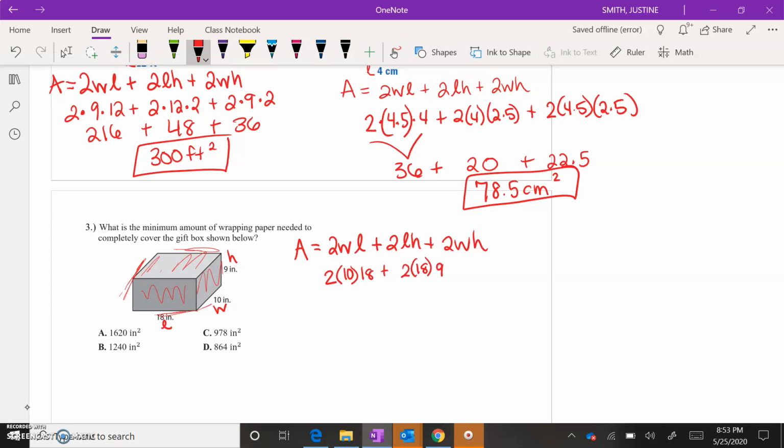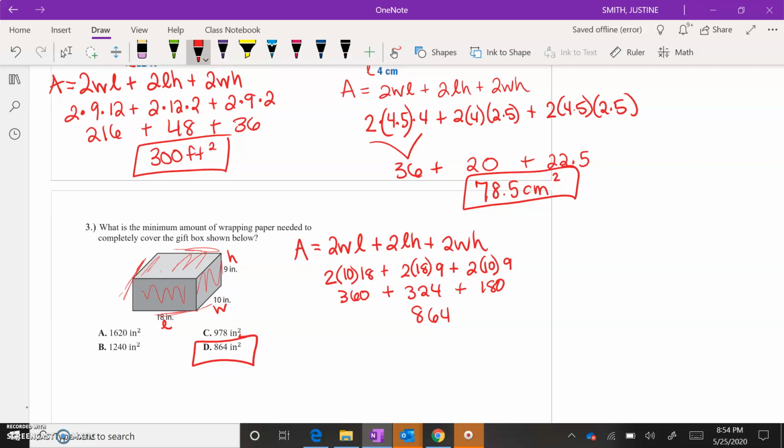Okay, so go ahead and plug in your values. Okay? And then you're just going to multiply them out. So 2 times 18 times 20 to get 360 plus 2 times 18 times 9 to get 324 plus 2 times 20 times 9 to get 180. Add them all up to get 864, which would be D here.